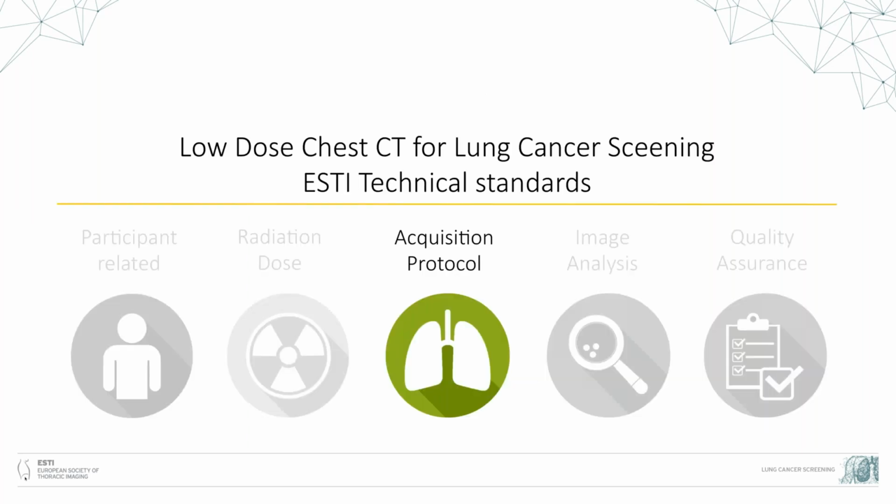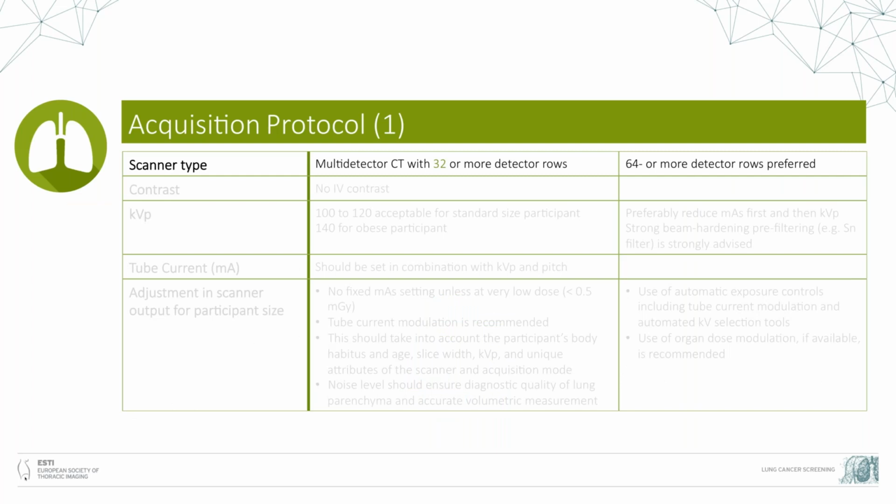So we've discussed the participant-related aspects. We have discussed the radiation dose. Let's go over to the acquisition protocol. As a scanner type, a multi-detector CT with 32 or more detector rows is advised, and it is preferred to have 64 or more detector rows if available. It is evident that we are talking about low-dose CT for lung cancer screening. There is no IV contrast involved.